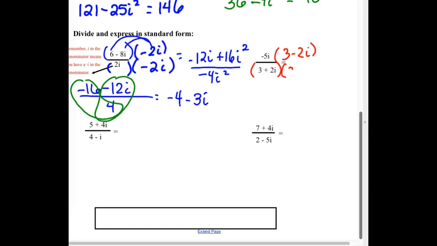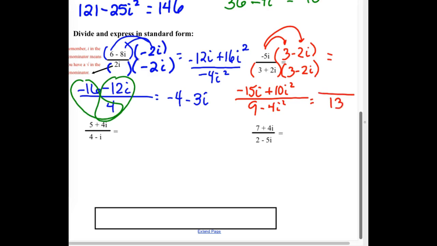All right, 3 minus 2i. We have to multiply both numerator and denominator by that. Distributing in the numerator, the negative 5i times 3 gets me negative 15i. Negative 5i times negative 2i is 10i squared. How about the denominator? Okay, first term would be 9. Insides and outsides drop out. Last term becomes negative 4i squared, which really is positive 4. 9 plus 4 is 13.